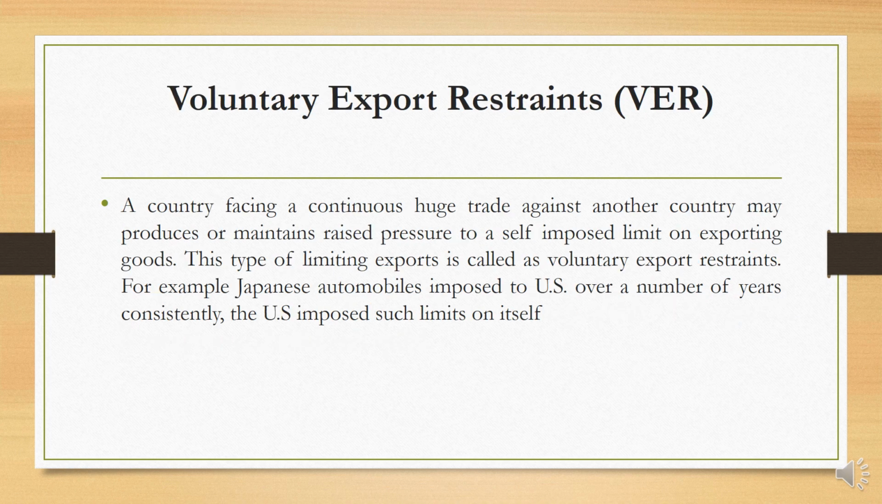The last one is voluntary export restraints, VER. A country facing a continuous huge trade deficit against another country may face raised pressure to set a self-imposed limit on exporting goods. This type of limiting exports is called voluntary export restraints. For example, Japanese automobiles exported to the US over a number of years. Consistently, Japan imposed such limits on itself.